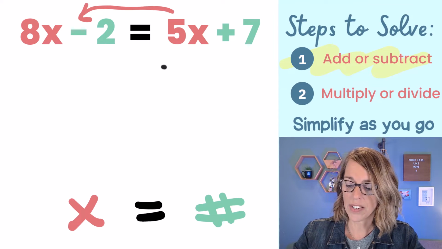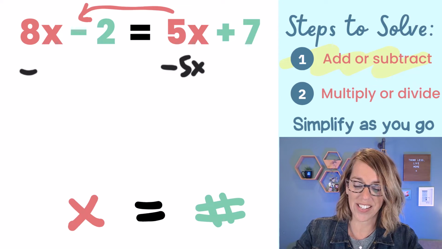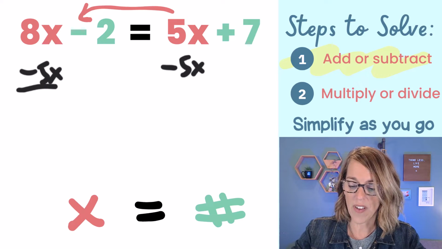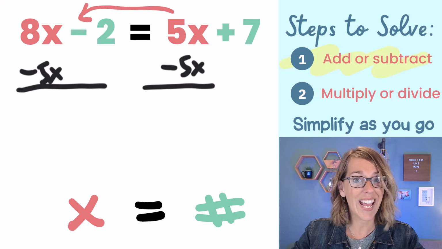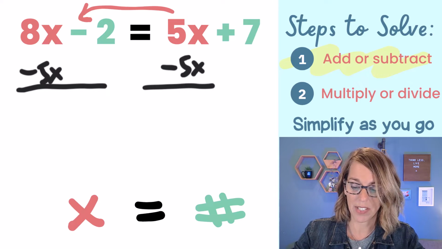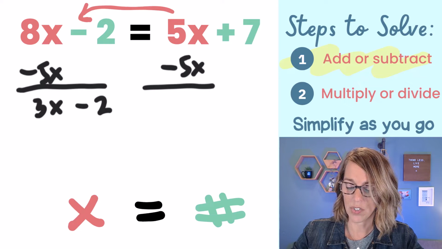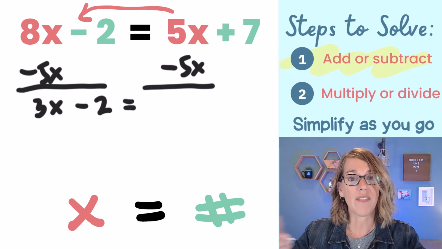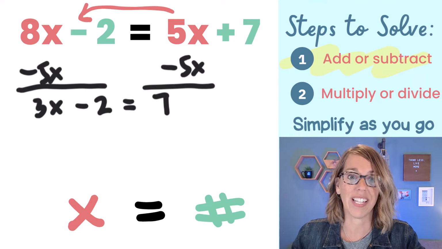So I need to subtract that 5x from the right-hand side, but whatever I do on that side, I need to also do on the other side. So I'm going to subtract a 5x from both sides. Let's go ahead and do the math here. 8x minus 5x, 8 minus 5 is 3, so I get 3x. I still have that minus 2 on that side. And then on the other side of the equals, 5x minus 5x is 0. So that one's gone, and I just have my 7 left.